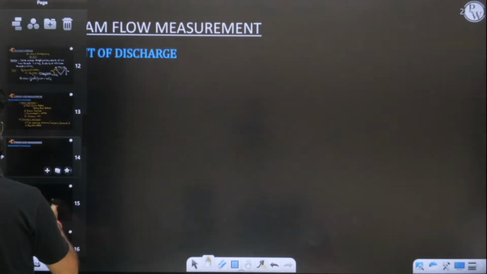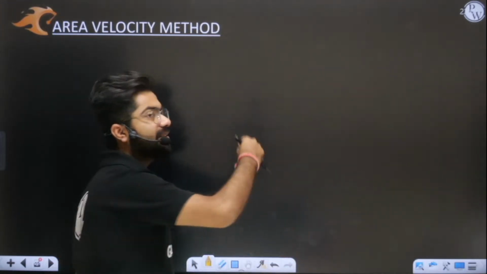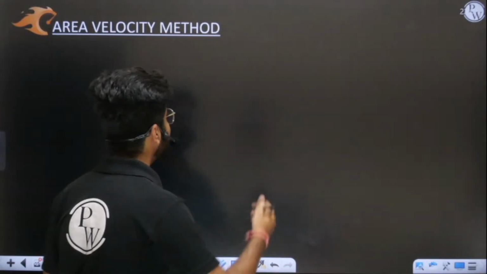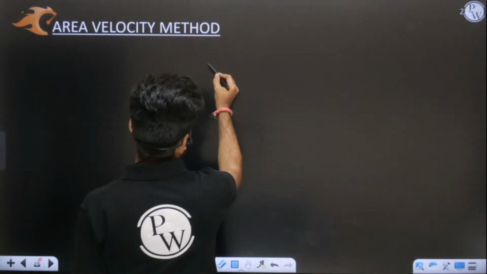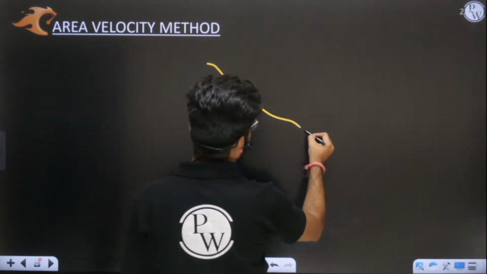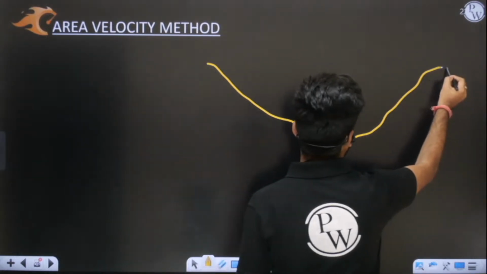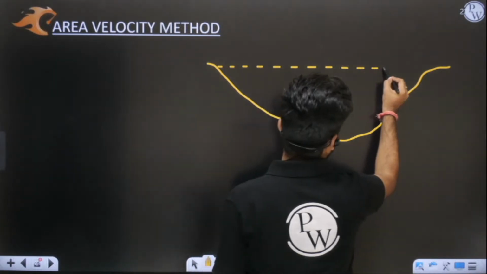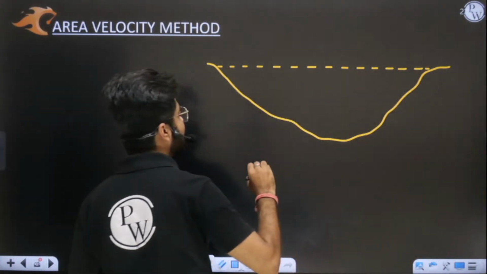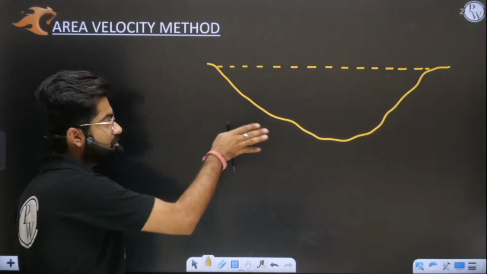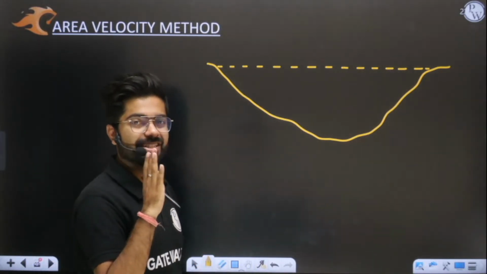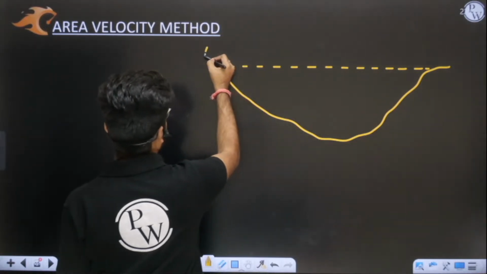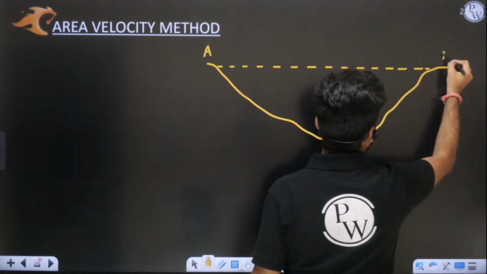Now the first method is the area velocity method. See what happens in the area velocity method: I divide the entire section. Listen very carefully. Let us say this is my stream, and this is the level of water. Now I will move across this river or stream on a boat which is moving from point A to point B. Let us say this is point A and this is point B.